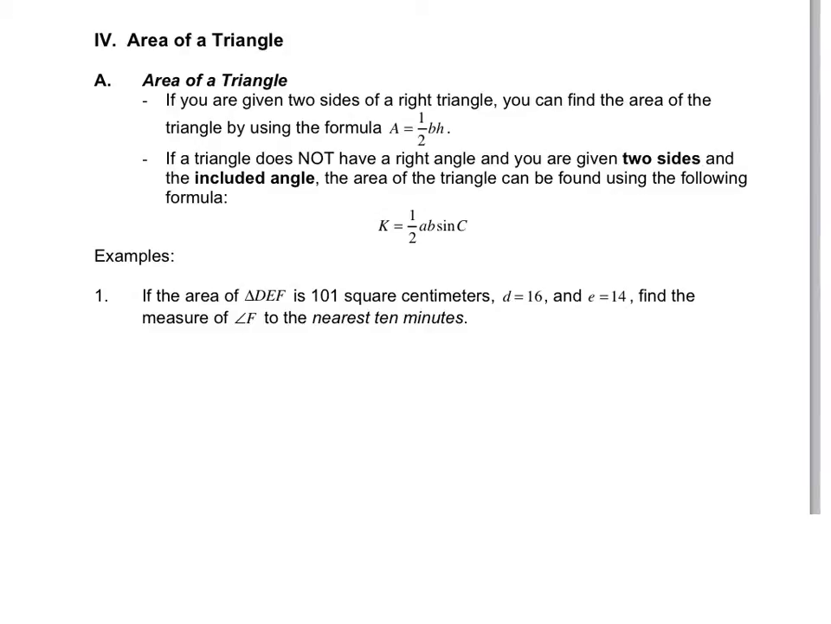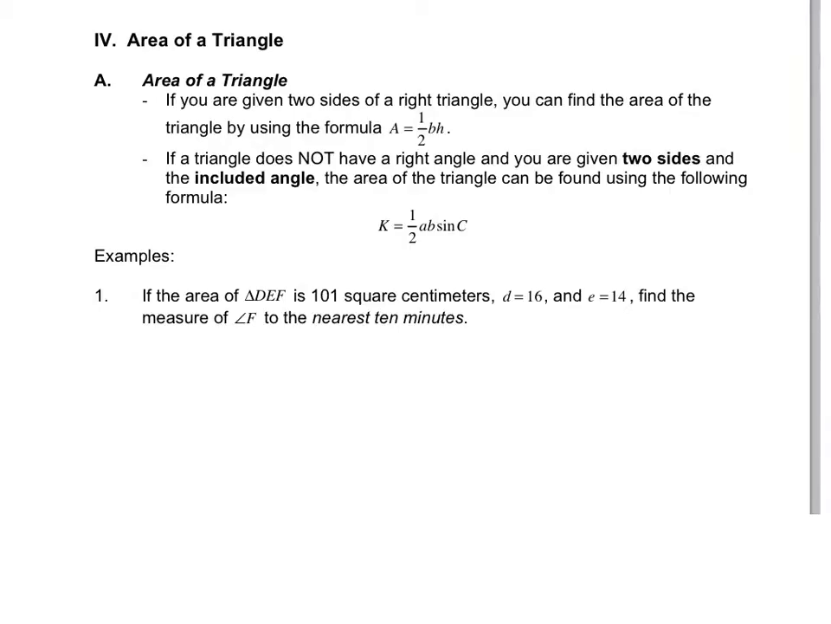Okay, today we're going to talk about how to find the area of a triangle that doesn't have a right angle in it. Well, if you're given two sides of a right triangle, you can always find the area by using what you're used to, A equals 1/2 base times height. But now, this is the new part. If the triangle does not have a right angle, and you are given two sides and an included angle.